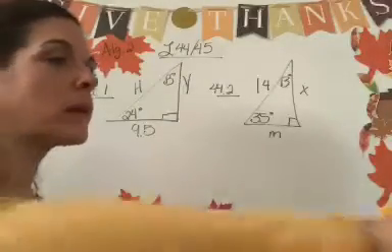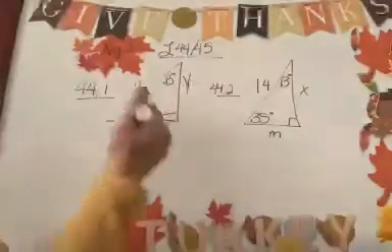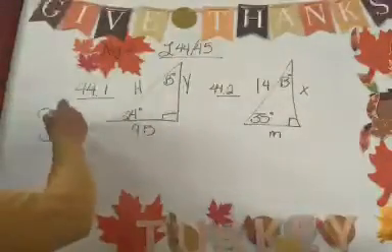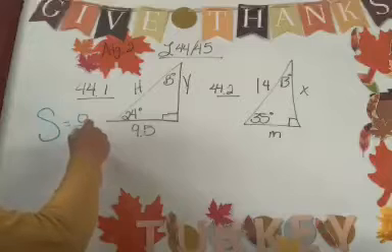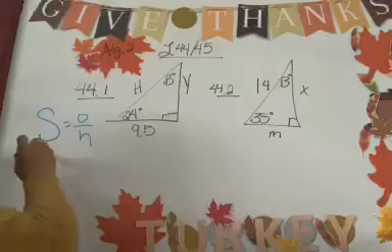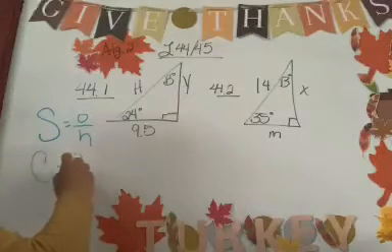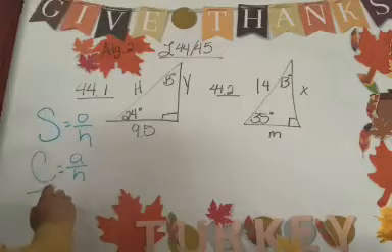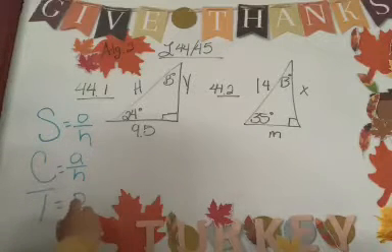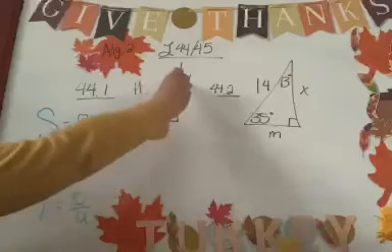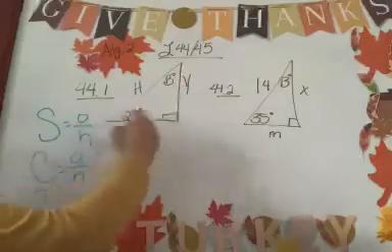And let's remember our trigonometric functions. We have sine equals what? Opposite over hypotenuse. So SOH CAH TOA. Cosine equals adjacent over hypotenuse, and tangent equals opposite over adjacent, okay? Remember, opposite is the one that goes across, adjacent is the one that touches it.